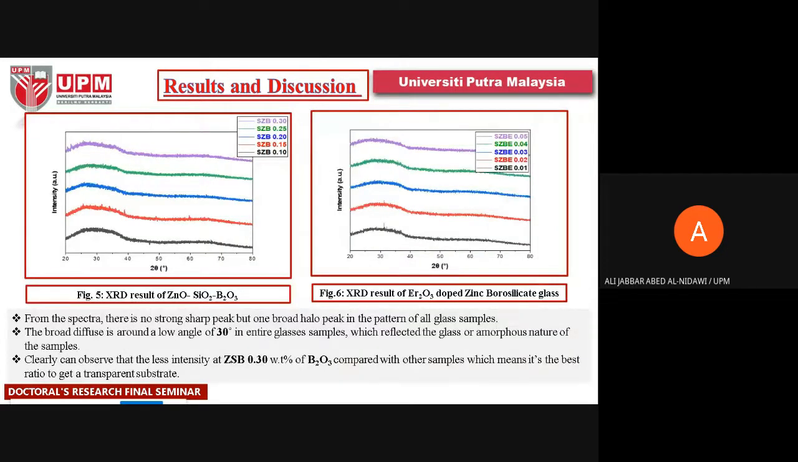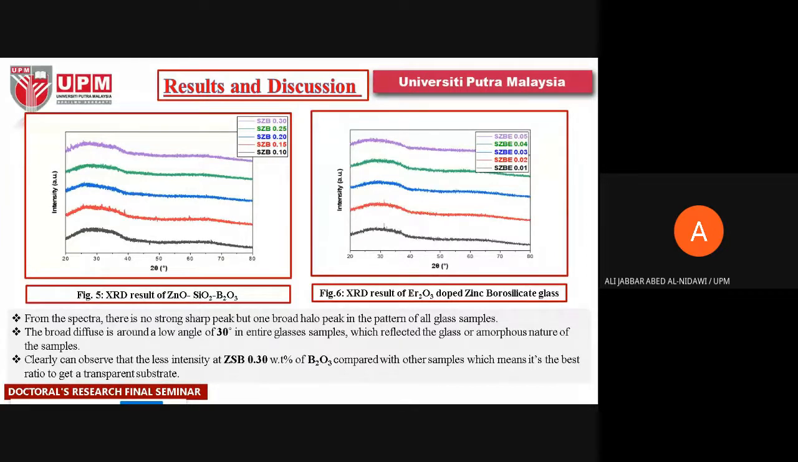The result from XRD for the zinc borosilicate and the erbium-doped zinc borosilicate: we can observe there is no strong sharp peak, but one broad hollow peak in the pattern of the glass samples. The broad diffuse peak is around a low angle at 30 degrees in the entire glass samples, which reflects the glass or amorphous nature of the samples.